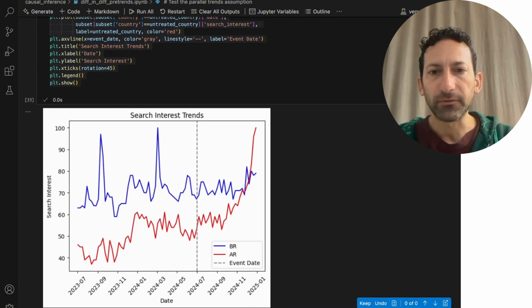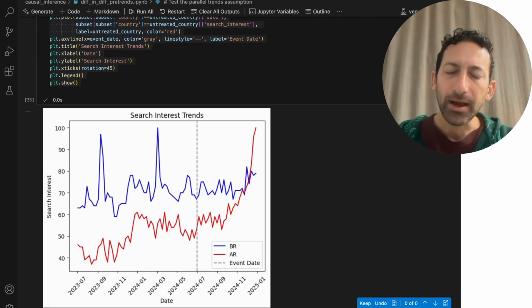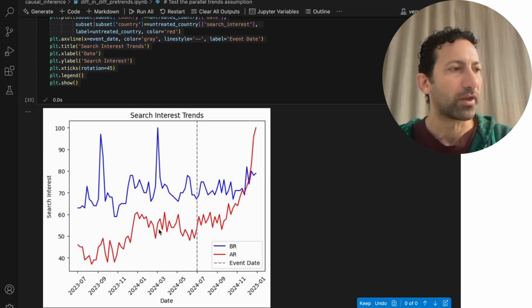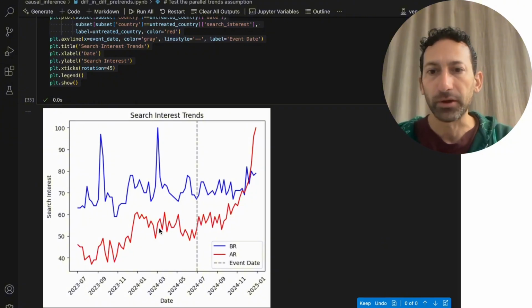But remember, you have just assumed in this case that Argentina is a good comparison group for Brazil. And if that vertical dotted line is the event date, if we eyeball this, it's kind of not clear, right? There's part of this period right before the event happened where they were trending reasonably well together, but before that, maybe not so much.